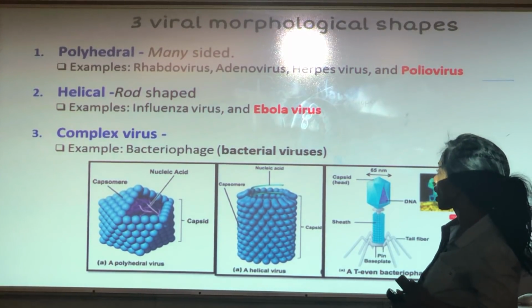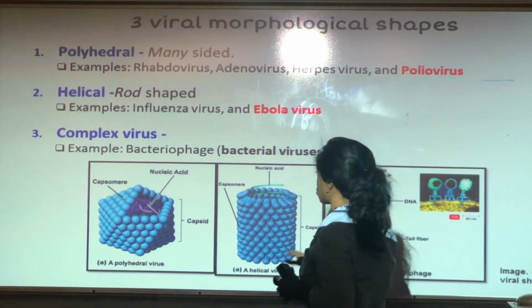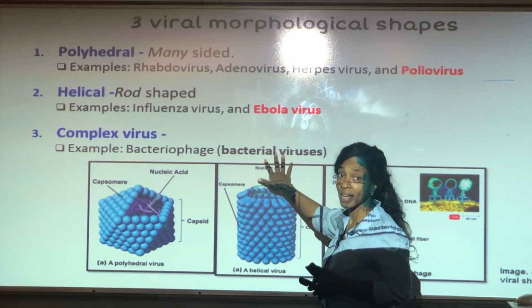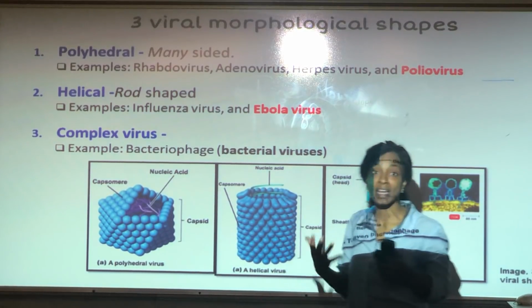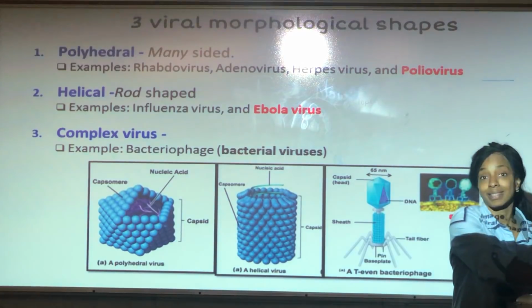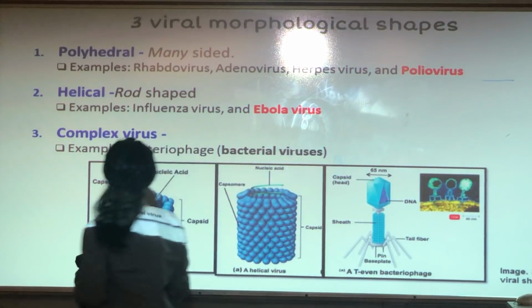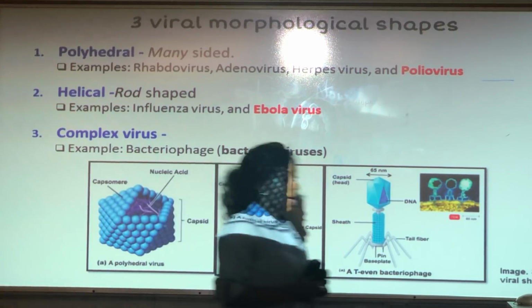And for the complex virus, we have our bacteriophage, which are viruses that infect bacterial cells. So even bacterial cells, as I mentioned on the last slide with E. coli, can get infected too. Any cell can get infected by viruses, no matter how small that cell is. All right, so here are our different pictures. For the polyhedral virus, we have figure A.